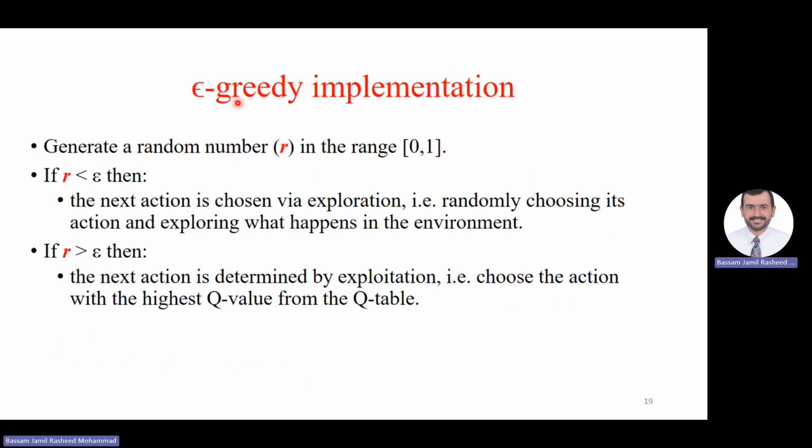Okay, so how do we generate this in a programming environment? You can generate a random value r from 0 to 1. If r is less than epsilon, then you are doing the exploration step, which means you choose a random action. If r is greater than epsilon, then you are doing exploitation, which means your next action is the action with the highest action value given the state that you are in.